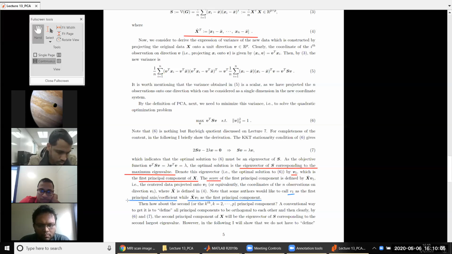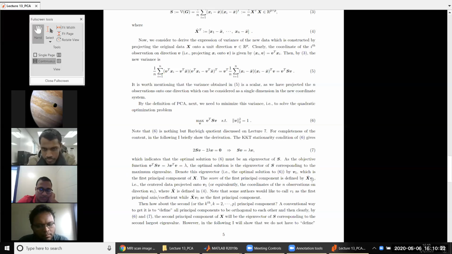Personally, I dislike it. I feel calling V1 the first principal component is better, and most people actually do it: calling V1 the first principal component and calling this one a score. And just to let you know, this is just a notation problem. It doesn't matter because all of them use the same way: get V1 and then get X tilde V. Okay, so we have finished the first principal component.